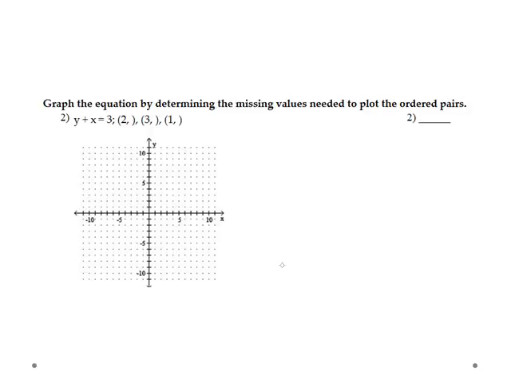Next one. Graph the equation by determining the missing values needed to plot the ordered pairs. So we go over 2. Oh, I see what they want us to do. X, Y: if X is 2, if X is 3, if X is 1. If X is 2, Y plus 2 is 3, 1. If X is 3, 3 plus 0. And if X is 1, 1 plus 2. Over 2, up 1; over 3, up 0; over 1, up 2. So our line is like that.